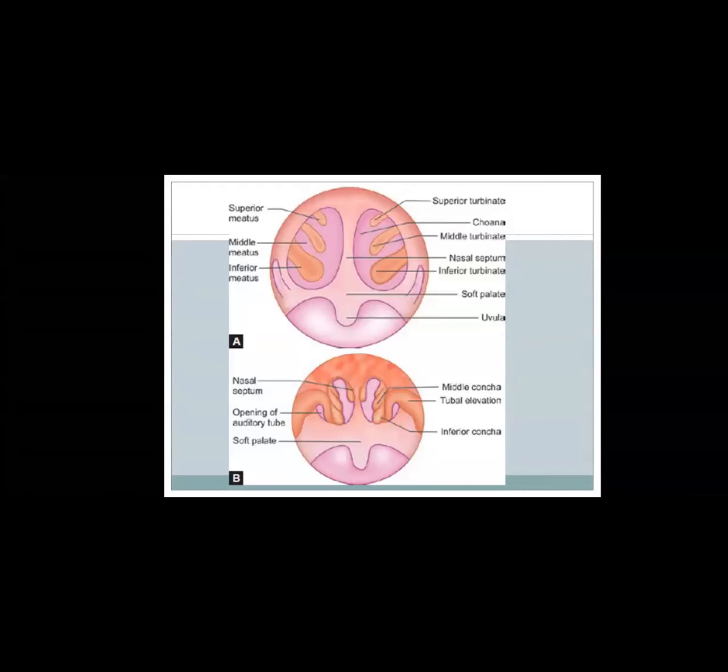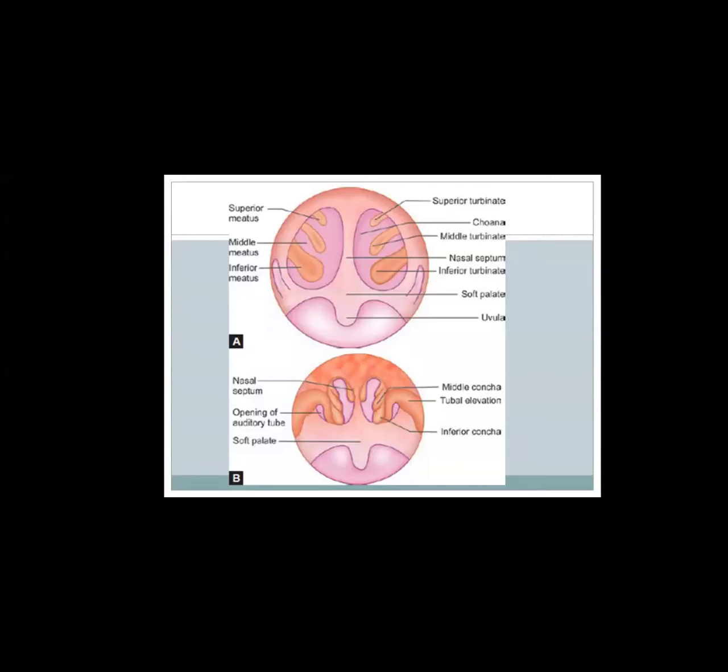When you gain expertise with this procedure, it is actually very simple. You will see all these structures. They will ask what all you will see. You can also see the polyps, any nasal mass, nasopharyngeal angiofibroma. Everything you can see with this.